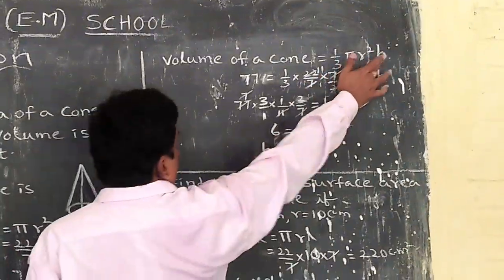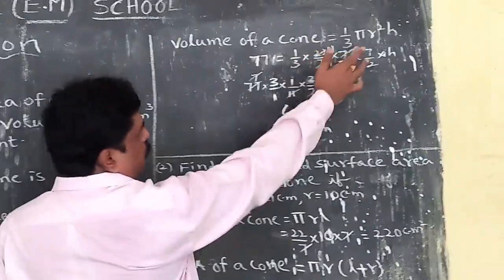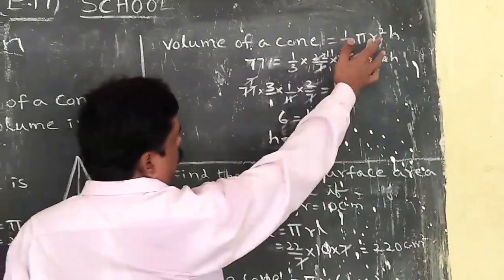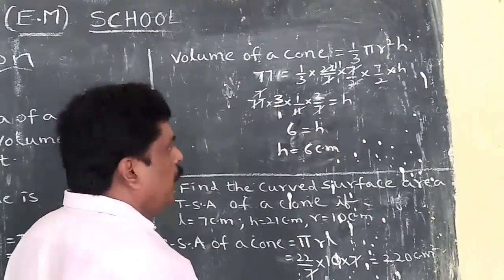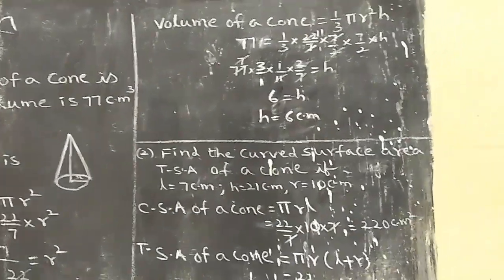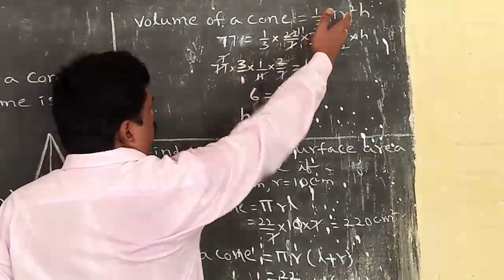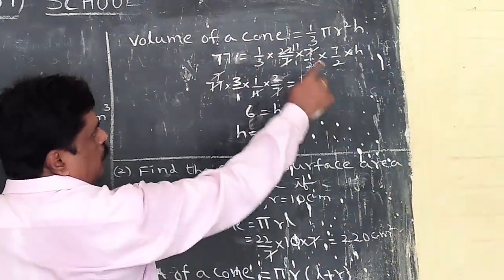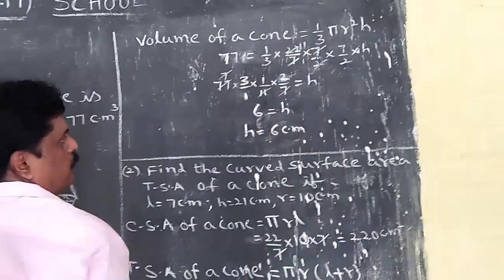1 by 3 pi r square h. So 77 is equal to 1 by 3 pi r square h. 77 is equal to 1 by 3 into what is the value of pi? 22 by 7. And what is the value of r? Here we get the value of r is 7 by 2. I have to put it here. R square means 7 by 2 into 7 by 2 into h. Here 7 and 7 are cancelled. 2 cancelled in 22 is 11 times.